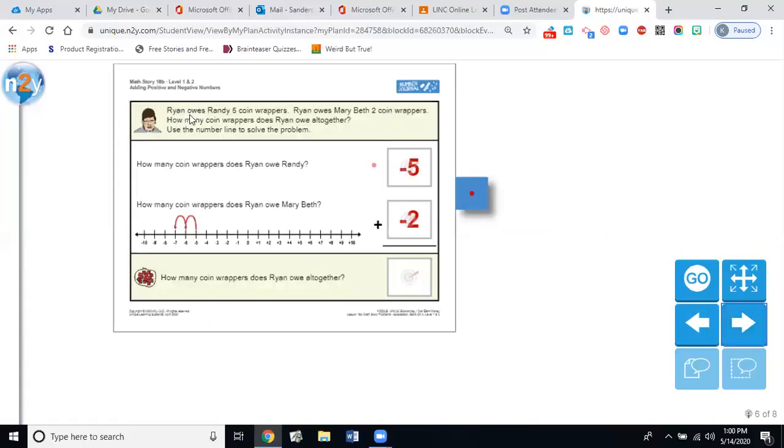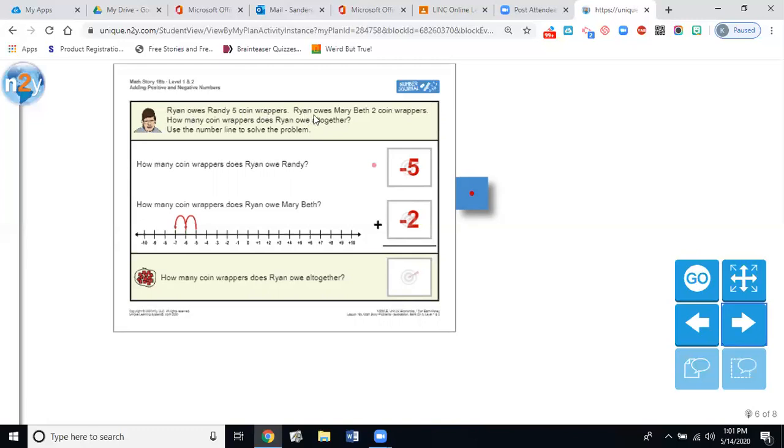Okay. Ryan owes Randy 5 coin wrappers. Ryan owes Mary Beth 2 coin wrappers. How many coin wrappers does Ryan owe altogether? Use the number line to solve the problem. Okay. How many coin wrappers does Ryan owe Randy? Ryan owes Randy 5. So that's going to be a -5 because he owes the coin wrappers.